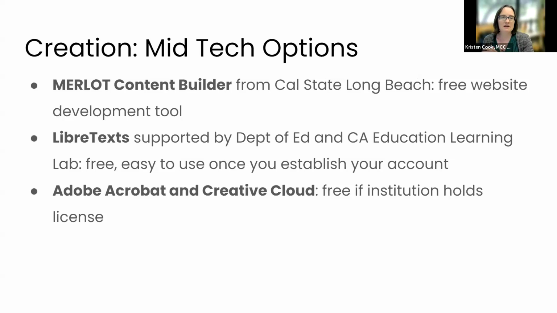So this is the mid-tech options. I kind of debated on Merlot. It's an open educational resources repository. It's kind of easy to use, so it could have been in the low-tech option. I kind of debated on that, but they have created a content builder. Now it's billed as a free website development tool. It's not for making textbooks, but you could make any sort of web-based item using Merlot Content Builder.